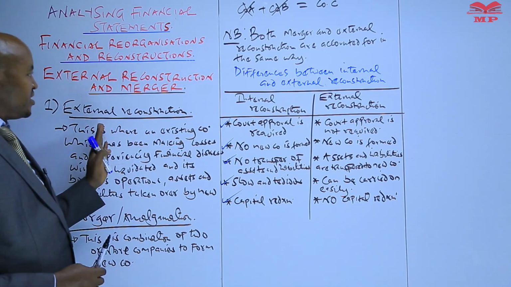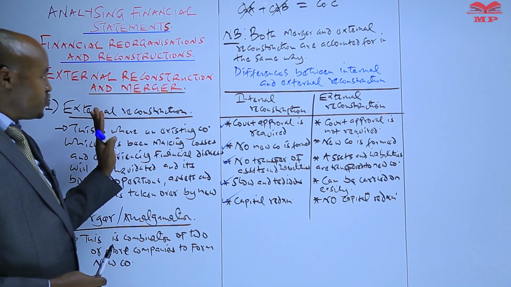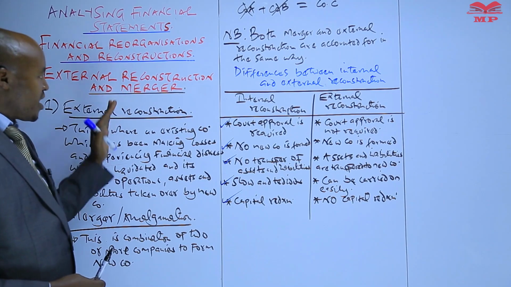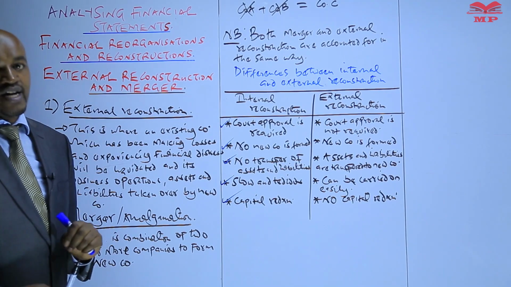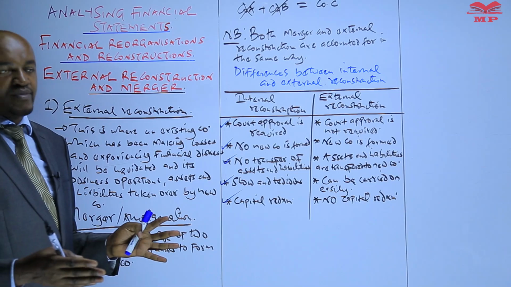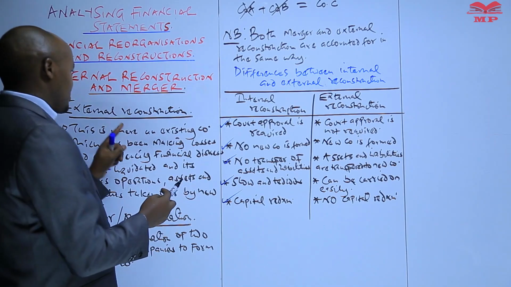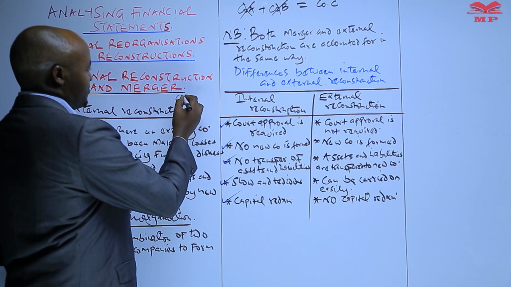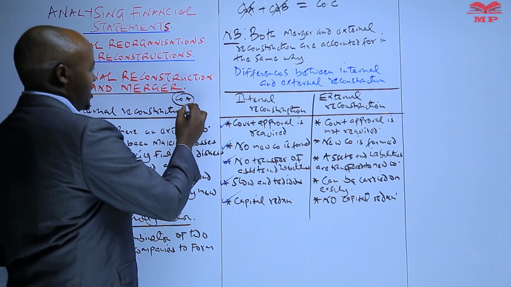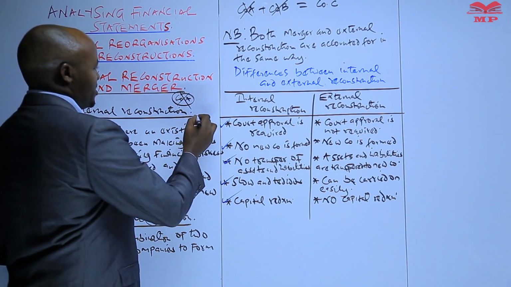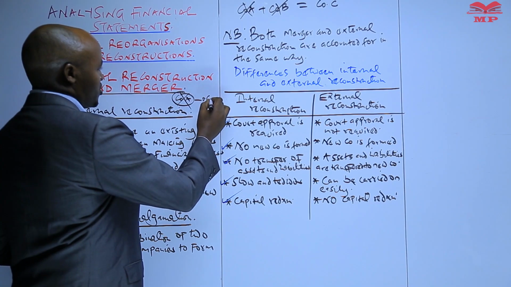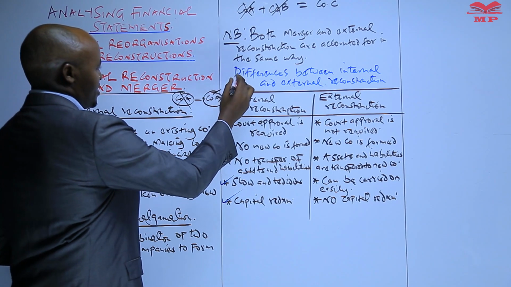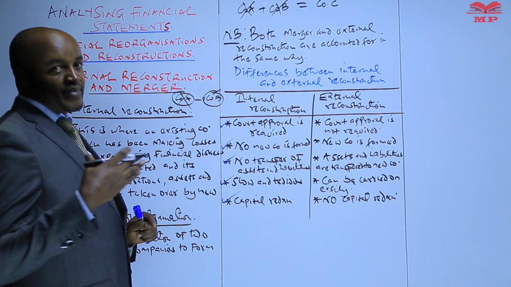From there, we proceed to look at how we account for external reconstruction and merger. Remember, I've said we account for these two types of reconstruction in the same way because there is a similarity. In case of external reconstruction, a company which has been making losses, assuming it is company A, will be liquidated and its operation taken over by a new company, for example company B.